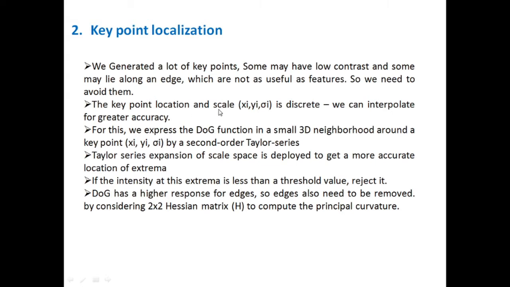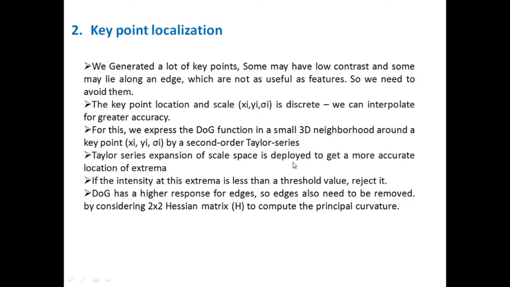The key point location and scale, we can interpolate it for more accuracy. That means we can do still more betterment here. For this, the DOG function, that is the difference of Gaussian function, is expressed using a second order Taylor series. So what is the main purpose of it? We express the DOG function in a small 3D neighborhood around a key point by a second order Taylor series. Why are we employing this here? We see.